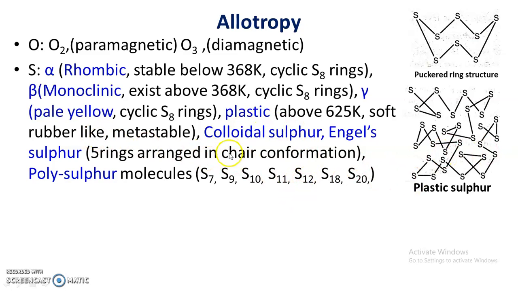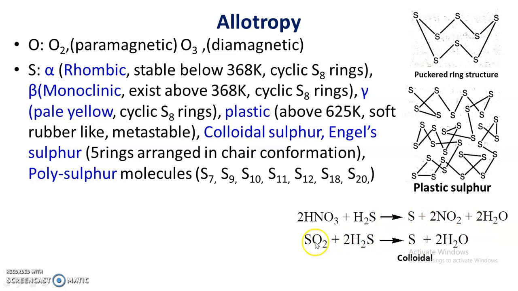Then colloidal sulfur. Now when hydrogen sulfide is passed through nitric acid, there is a formation of sulfur which is suspended in the water. The nitrogen dioxide gas goes off, and this sulfur, suspended in water, becomes colloidal sulfur. Similarly, when hydrogen sulfide is mixed with sulfur dioxide, there is a formation of sulfur which is suspended in water, and it becomes colloidal sulfur.